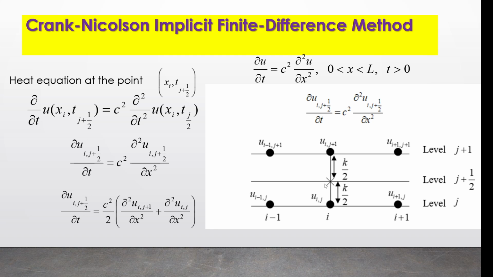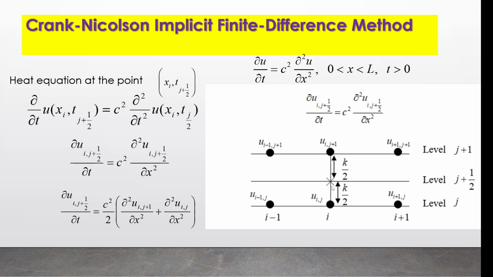And u is actually standing at the point. This horizontal line is the x axis, where the center is i. Ahead you have i plus 1, where delta x is h. At the back you have i minus 1. So this point is u(i,j), u(i+1,j), u(i-1,j), at level j.